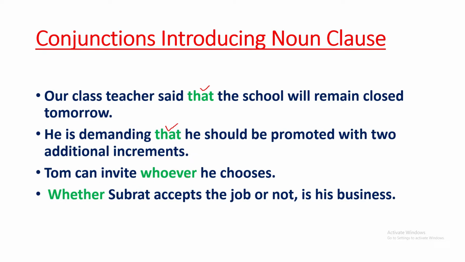Tom can invite whoever he chooses. The same thing: whoever is the subordinating conjunction introducing the clause he chooses. He chooses is one statement and that functions as a noun. So it is one noun clause. Subordinating conjunction whoever introducing noun clause. Whether Subrat accepts the job or not is his business. Subrat accepts the job or not is one statement, functions as a noun. So whether is the subordinating conjunction introducing a noun clause.